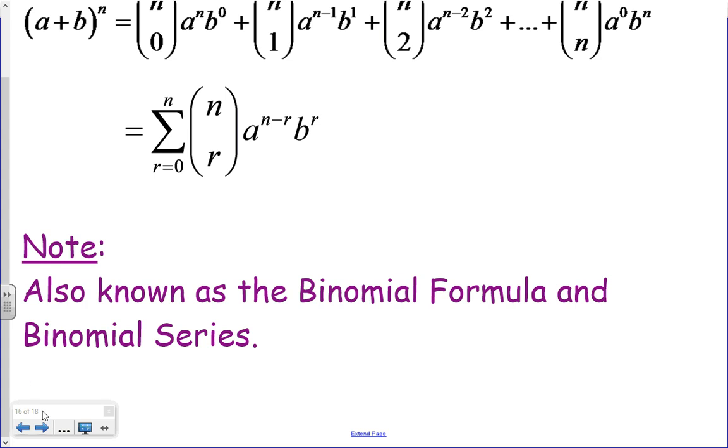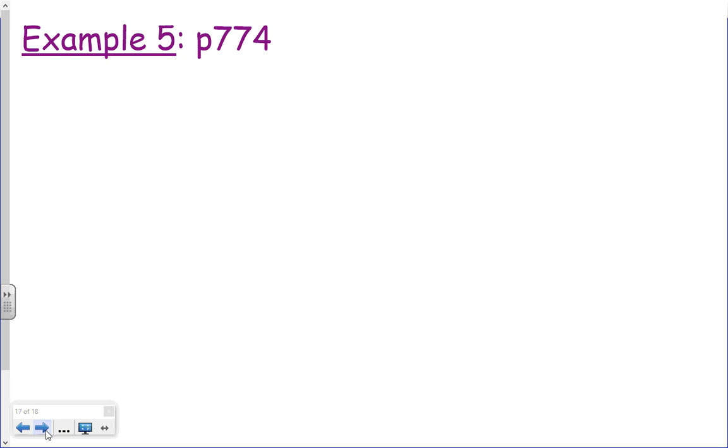All right, so let's try using this. Take a look at example 5 here on 774. It says to use the binomial formula, binomial theorem, binomial series, to expand the binomial x minus 2y to the fourth. Now one way you could do this is you could write x minus 2y times x minus 2y times x minus 2y times x minus 2y, and then have some fun with foiling all that out.